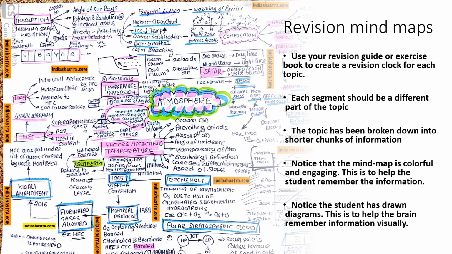The third technique is to create yourself revision mind maps. Again, these are free. You can use a double side of your exercise book, or you can get some A3 paper from your teachers. Again, you would normally have maybe one double page spread for a topic or a segment of your topic. You would then break down this information into smaller chunks by having different headings and having bullet points. Again, notice that the mind map is colourful and engaging. This is to help the student remember the information. The student has also drawn small diagrams, and again, this is to help the brain to remember information visually.